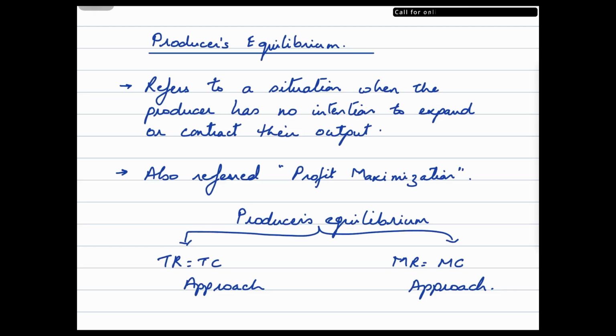So when we talk about producer's equilibrium, it is a situation where a producer has no intention to either expand or contract their output. That means they are in a state of rest and absolutely no change is required. This situation is also called as profit maximization. You could also call it as minimum losses or maximum profits.